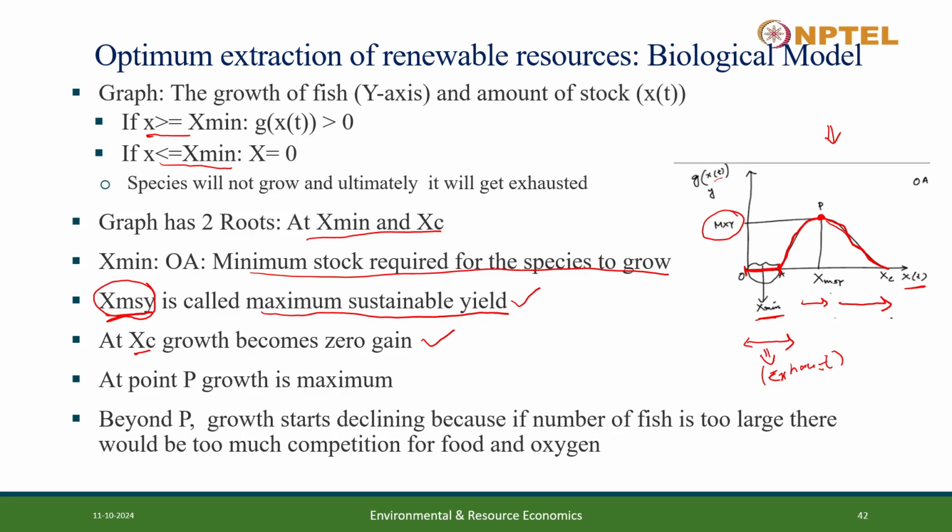So why, after point P, does the growth reduce? This is because of the competition for food and oxygen. So we derived this curve for the pure, independent case. So in this, if you have any question, you can ask me. So if you have any question with a variable also, maybe. Yes.